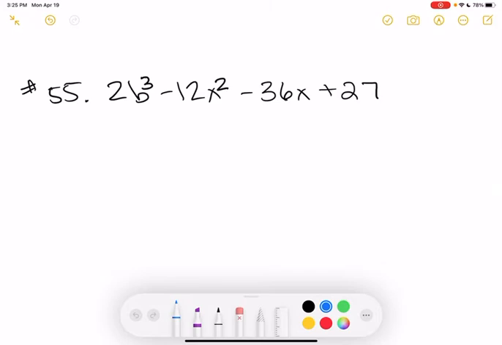Number 55 and 7.2. Okay. First thing I'm going to do is, is there anything I can factor out? So the 2 feels pretty good at first, right? Because you see the 2 and the 12 and the 36 won't go into that 27 though. So, no greatest common factor. And I can see I have 4 terms. So whenever I see 4 terms, I think about grouping.